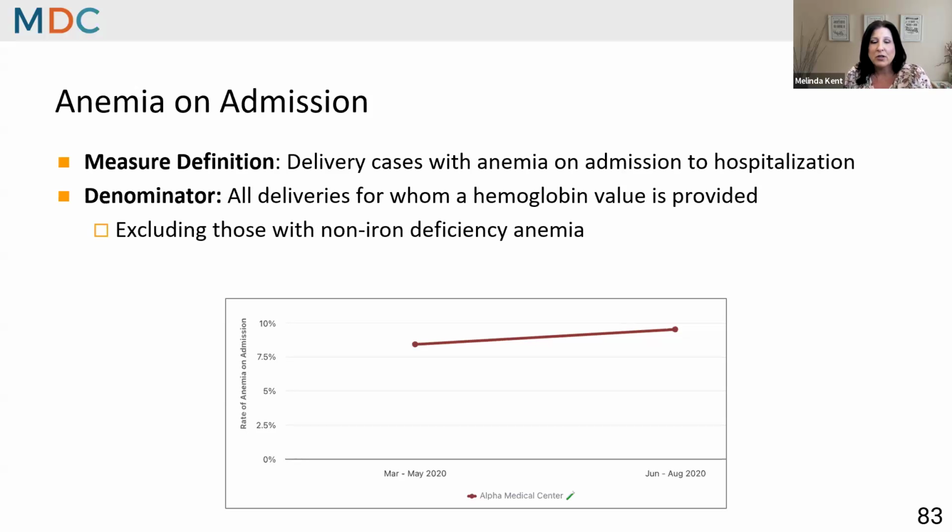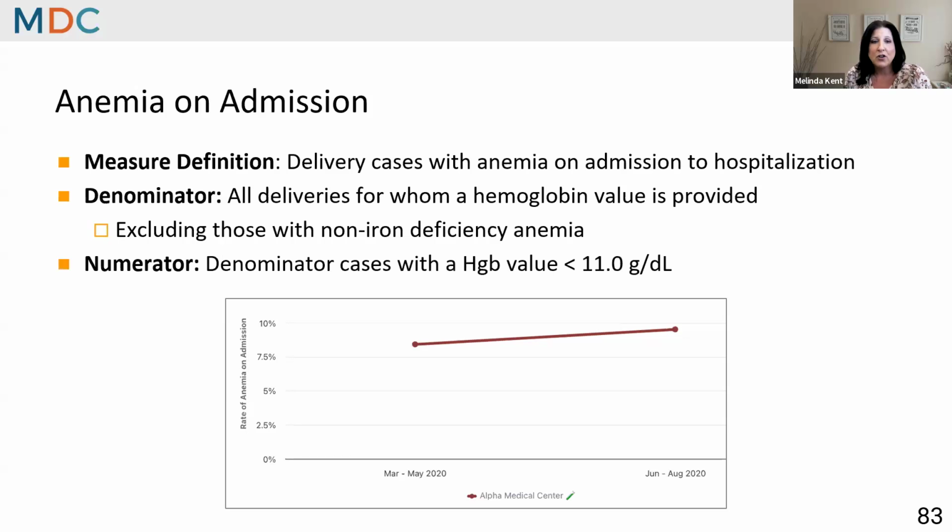So the denominator also excludes those with non-iron deficiency anemia. Actually, that's the measure definition. It excludes those with non-iron deficiency anemia based on the diagnosis and ICD-10 code. So that's important to know also when you're evaluating this data. The numerator is denominator cases with a hemoglobin value less than 11. Like the numbers that we spoke about earlier, the doctor shared with us, less than 11, the diagnosis based on these recommendations will be anemia, and this is what will show up on the graph.